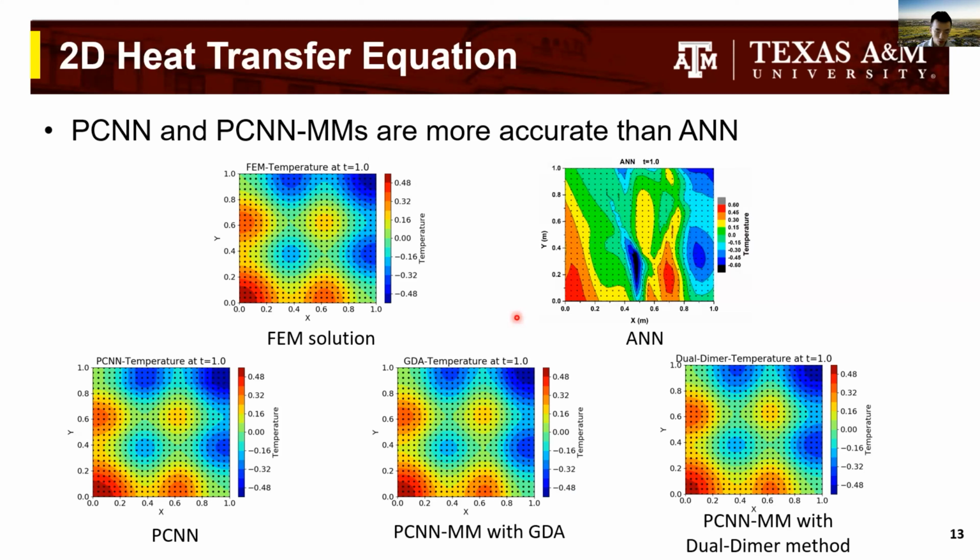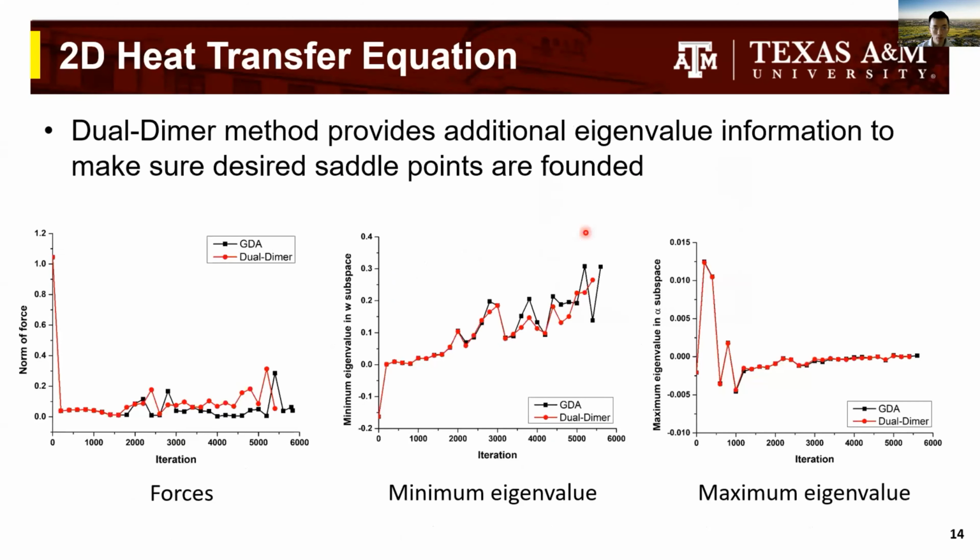We then turned our focus to this high-dimensional physics problem, and we use the physical constraint neural network. The first figure shows the finite element solution of this heat transfer problem. When we use this simulation data to train the artificial neural network, the prediction from the artificial neural network is far away from the finite element solution. When we added the physical constraint into our total loss function, the physical constraint neural network was more accurate than the artificial neural network. And the Dehao method can also provide additional eigenvalue information to make sure we find the desired saddle points.